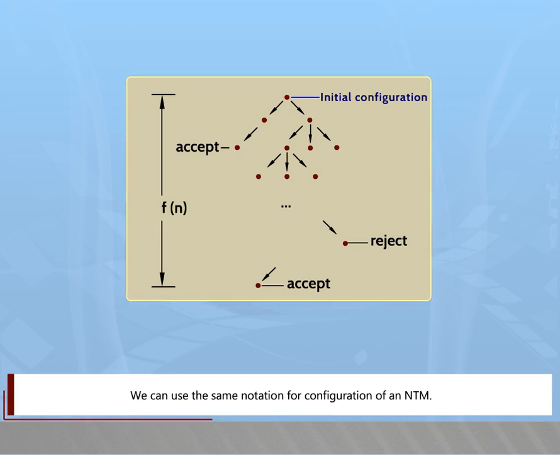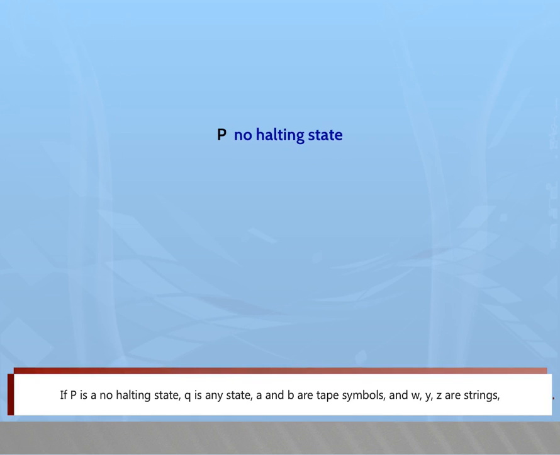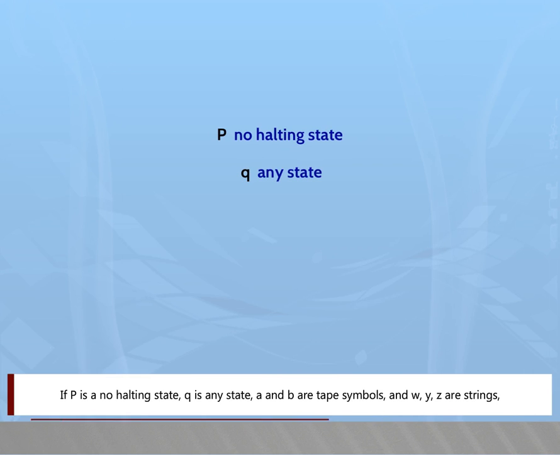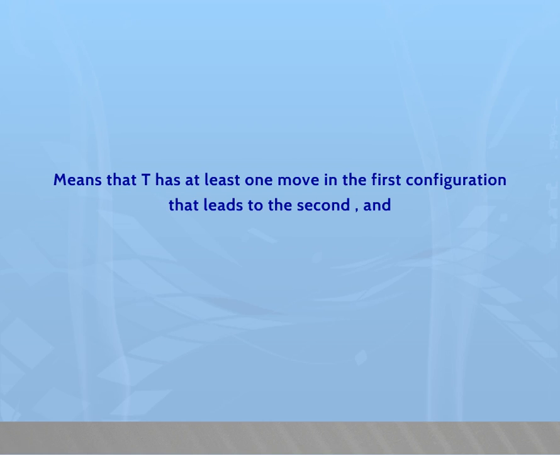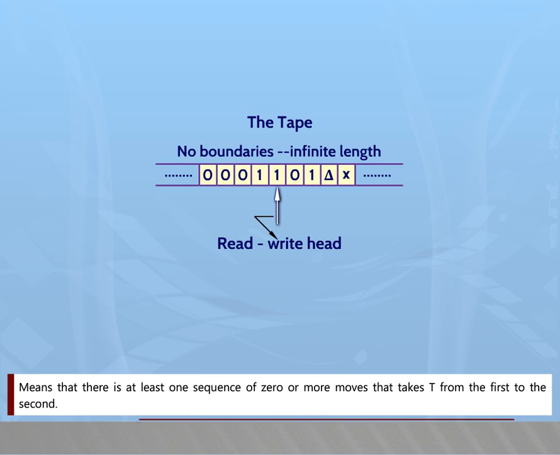We can use the same notation for configuration of an NTM. If p is a nonhalting state, q is any state, a and b are tape symbols, and w, y, z are strings, the first notation means that T has at least one move in the first configuration that leads to the second, and the second notation means that there is at least one sequence of zero or more moves that takes T from the first to the second.